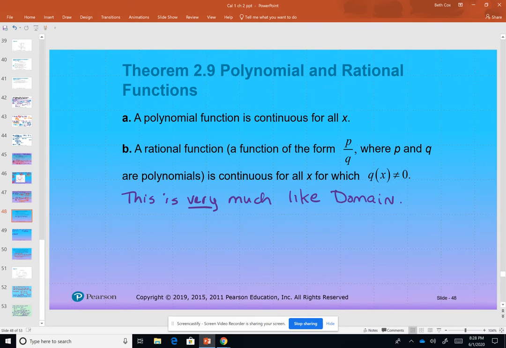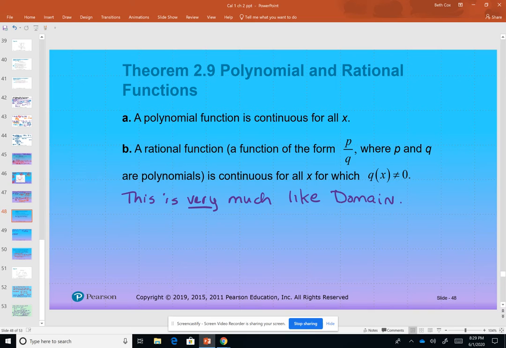Basically, when it comes to continuity and where a function is continuous or not, we have two definitions here, or theorem, excuse me, a theorem for polynomials and rationals. A polynomial is continuous for everything. So if you're looking at an equation, it's continuous on its entire domain, and the domain for a polynomial is negative infinity to positive infinity.